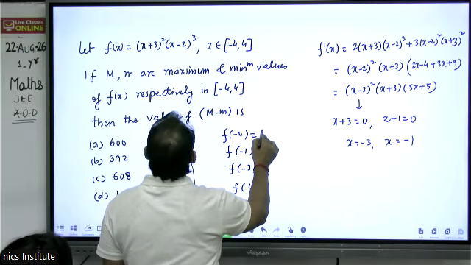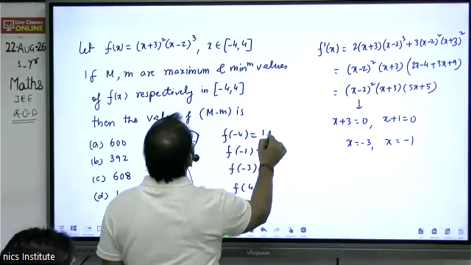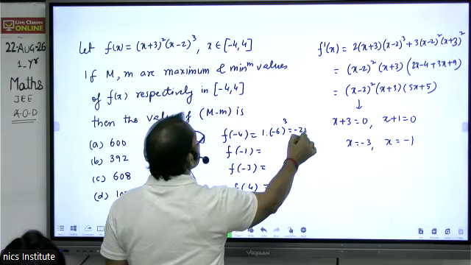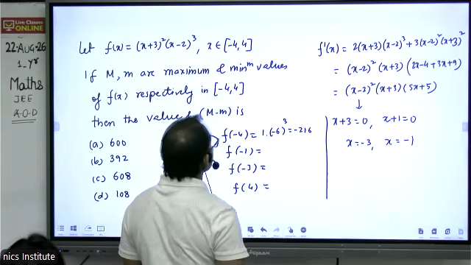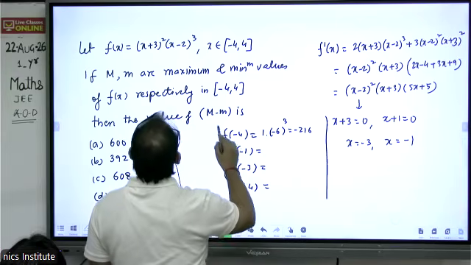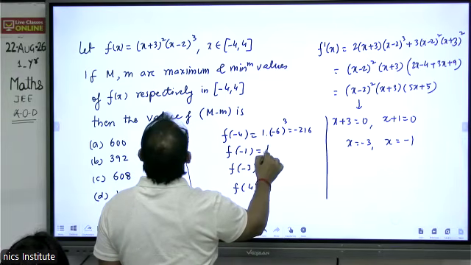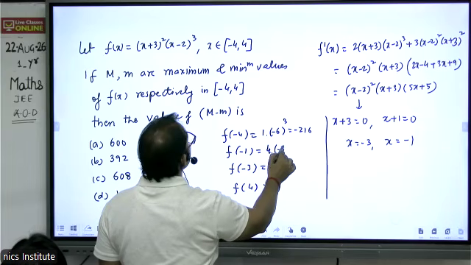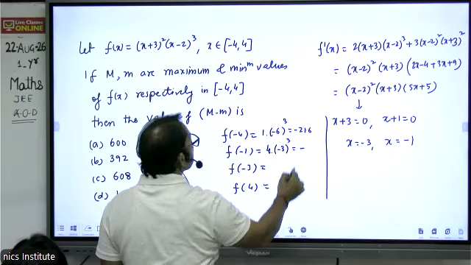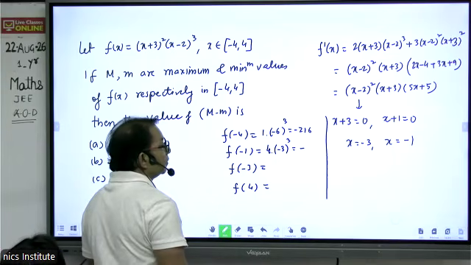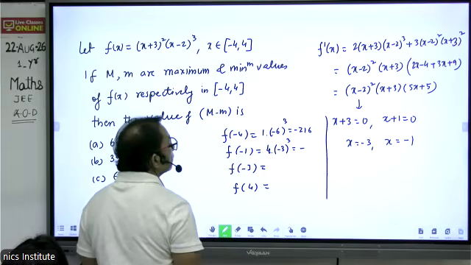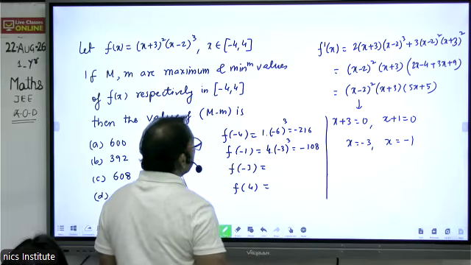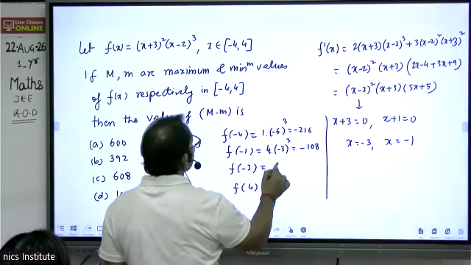f of -4 is 1, minus 6 whole cube, which is -216. f of -1 is 4 and minus 27 into 4, that is 108. And f of -3 is 0.